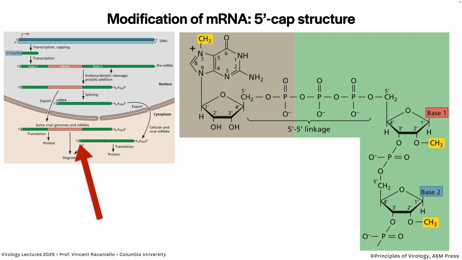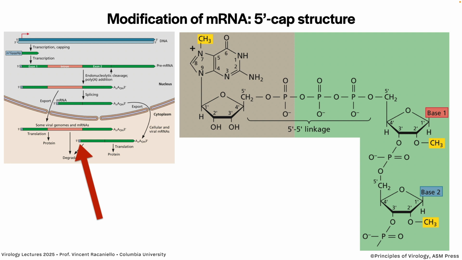Now, normally, the bases are connected by 5' to 3' phosphate linkages, phosphodiester bonds. There's one phosphate in between the two sugars, right? But this one has three, and it's a 5' to 5' linkage. So it's weird, and it's called a cap.